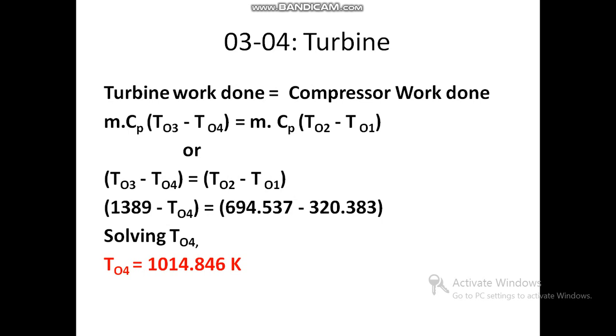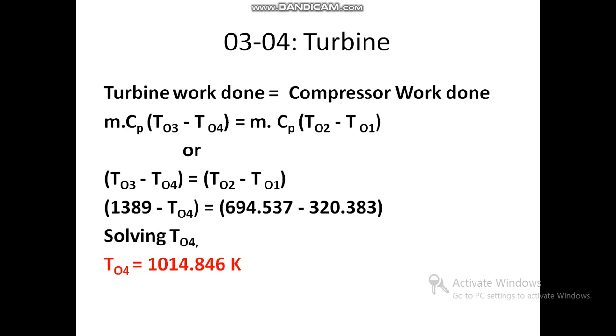Already I have mentioned the turbine which is used to operate the compressor by connecting a shaft, that is the same shaft. So whenever the turbine works, your compressor also works. Therefore your turbine work done is equal to the compressor work done. Now we know that the turbine work done is equal to m cp into delta T, as well as the compressor work done is m cp into delta T.